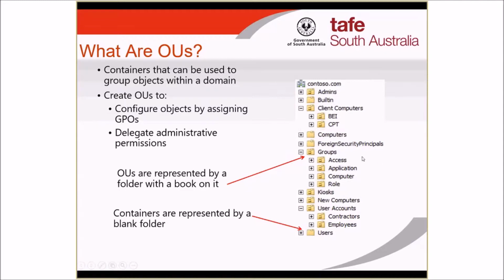OUs are represented by a folder with a book on it. If you look at it, it looks like a folder, and you can see there's a little book icon inside the folder. You'll see that some of them don't have it, like Builtin, Computers, ForeignSecurityPrincipals, and Users. These are actually built-in containers. Remember how we mentioned there are some built-in containers? What does built-in mean? It means when you first install Active Directory, you're always going to get a Builtin folder, a Computers folder, a ForeignSecurityPrincipals folder, and a Users folder.